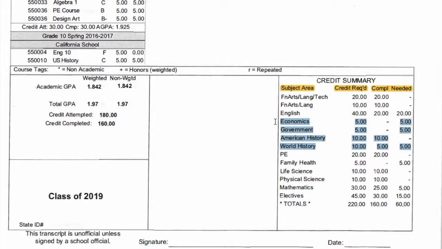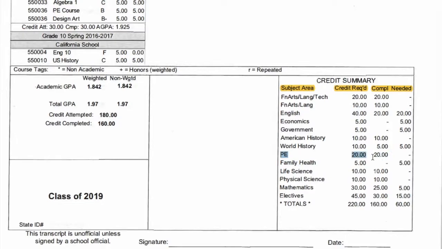So this credit breakdown shows something interesting. It shows economics, which is only a 1 semester class, so 5 credits. Government, which is also a 1 semester class for 5 credits. American history, which is a 1 year class, so 10 credits. And world history, which is a 1 year class, so another 10 credits. The reason why I say this is unusual is that these requirements are very common, but oftentimes you will see them kind of grouped all together under a different heading. Like it might say history / econ / government, and then it'll have 30 credits there.